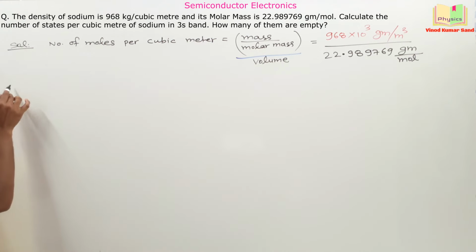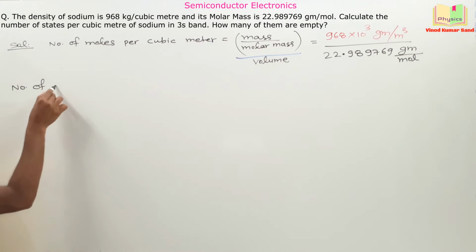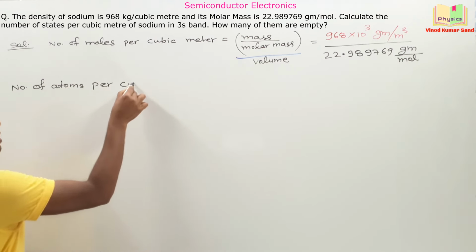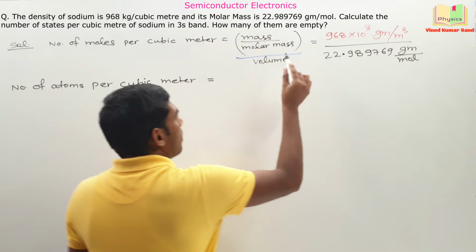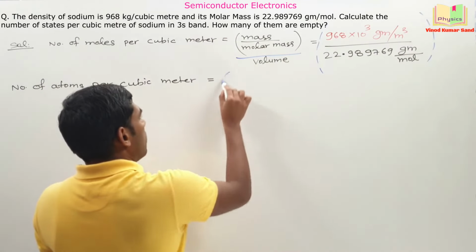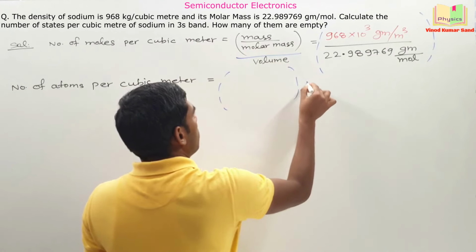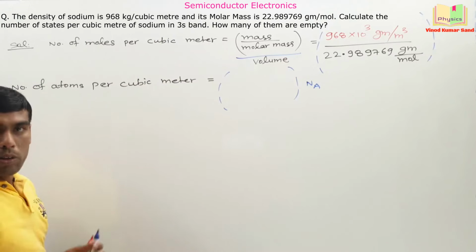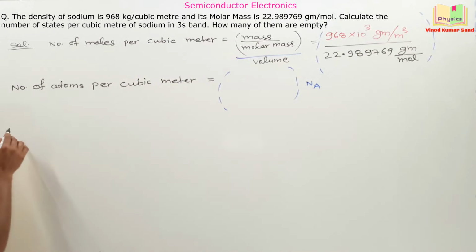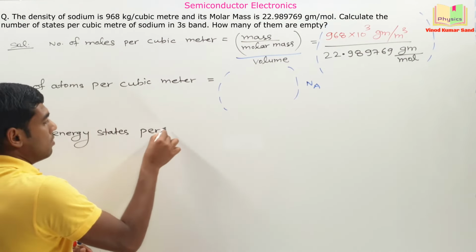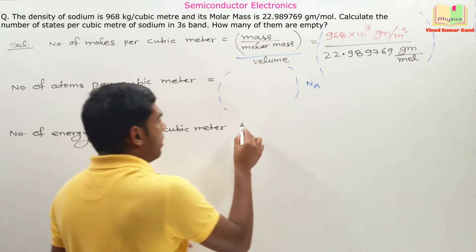Now we can find the number of atoms per cubic meter. So if we put this in a particular bracket, then this bracket multiplied with the Avogadro number will give us the number of atoms per cubic meter. Hence, we know the number of energy states per cubic meter. Let's do that calculation here.